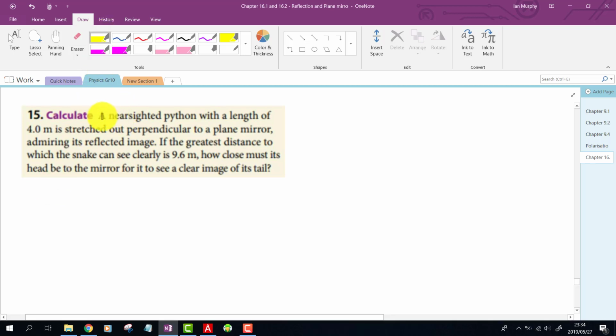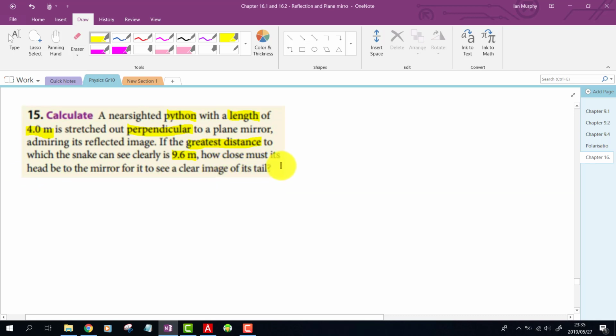Okay, a nearsighted python with a length of 4 meters is stretched out perpendicular to a plane mirror, admiring its reflected image. If the greatest distance to which the snake can see clearly is 9.6 meters, greatest distance, how close must its head be to the mirror for it to see a clear image of its tail?